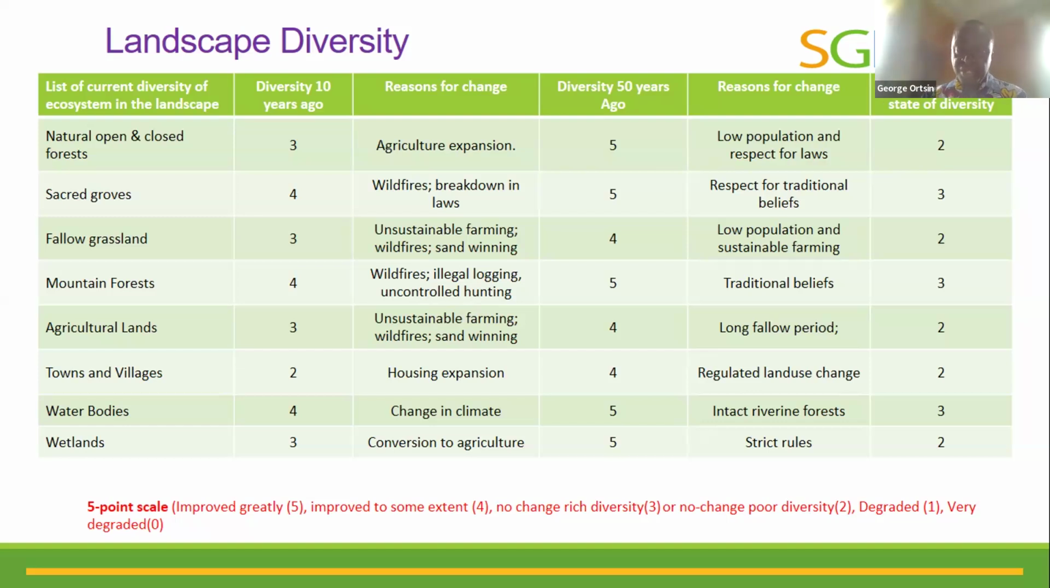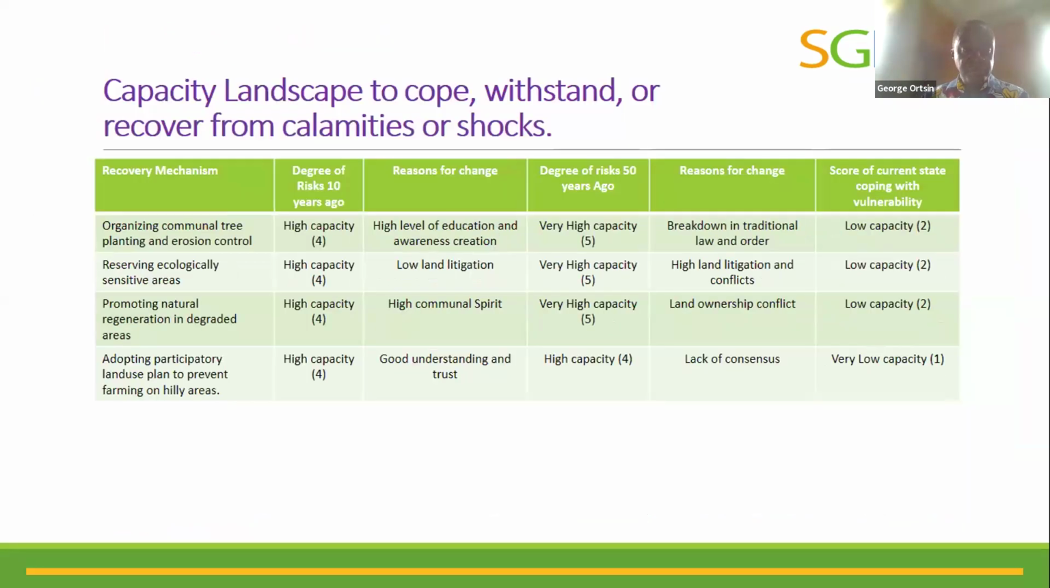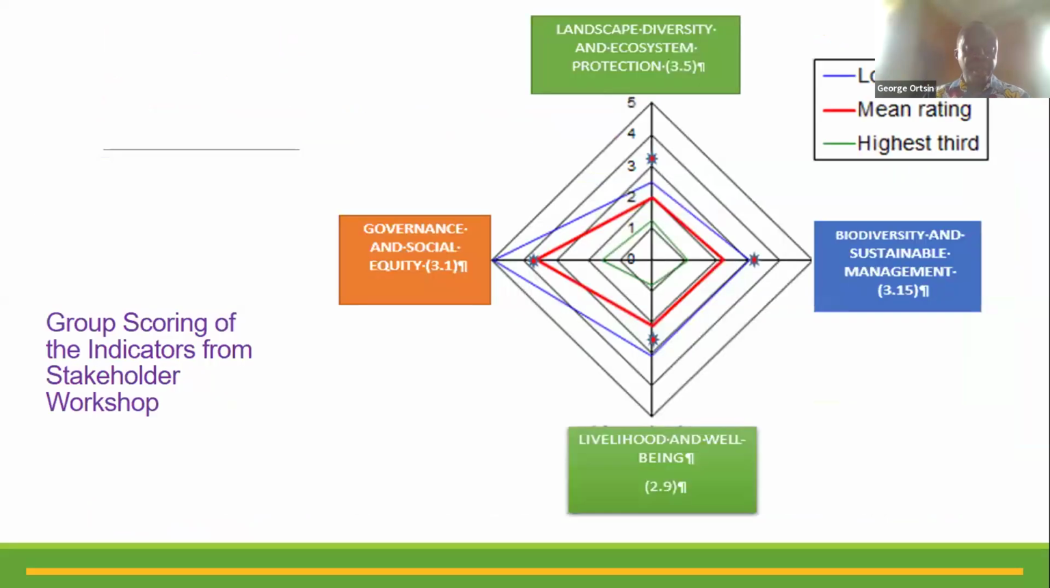So the groups would do all these scoring as individual groups. And when they finish, we put all of them together to do what we call the group scoring. Now, the scoring is put in the table for each group, and then we aggregate it to have a common score.